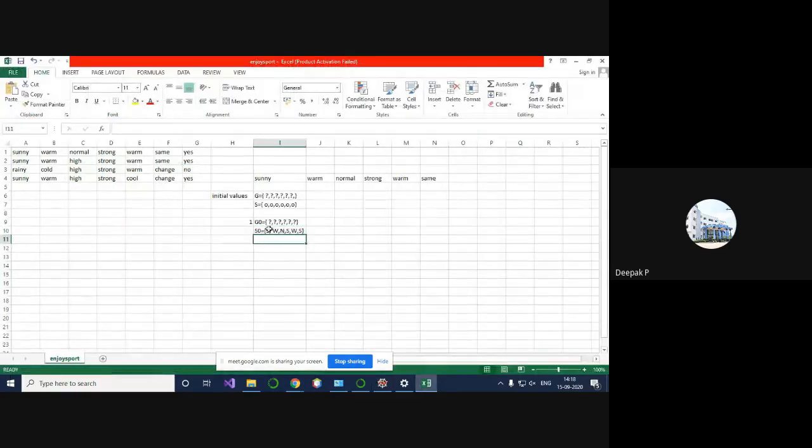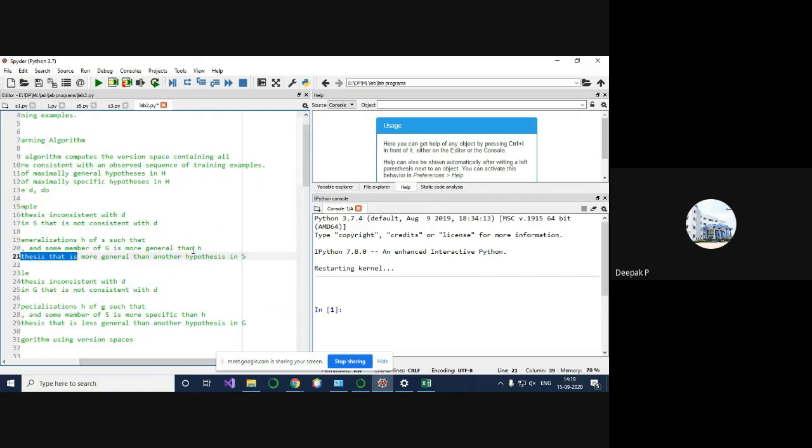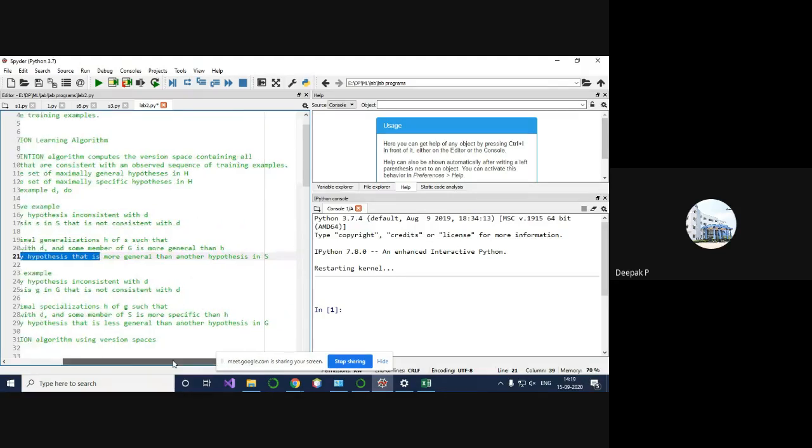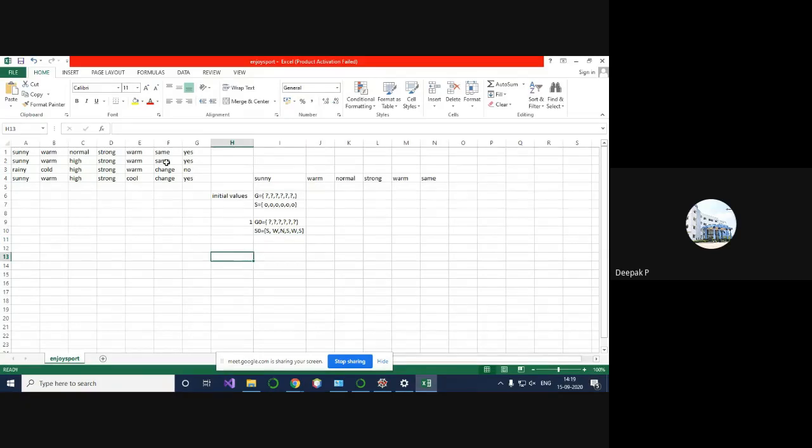When I compare this S naught with G naught, what happens? This G naught is more general than S naught, because I can take any values in G naught, whereas in S naught these values are a must. That is what is explained in this condition. If the condition doesn't satisfy, then I should remove those hypotheses that are not more general than the specific hypothesis. This will be the third instance we get. So that is for the first iteration, the first instance.